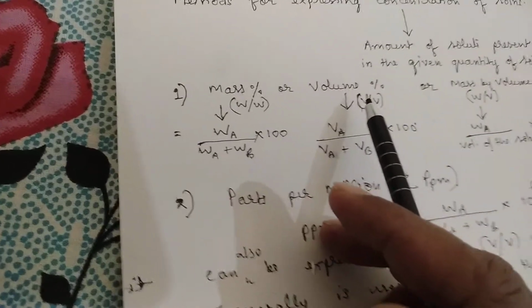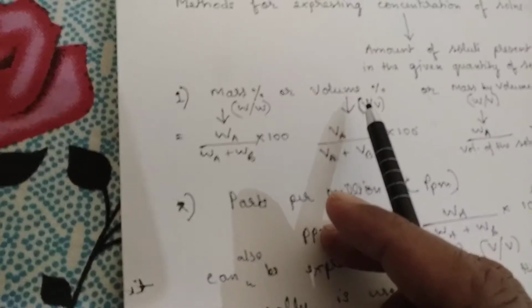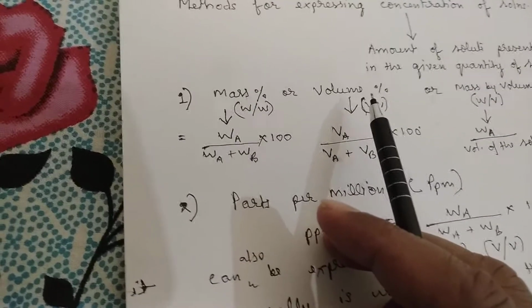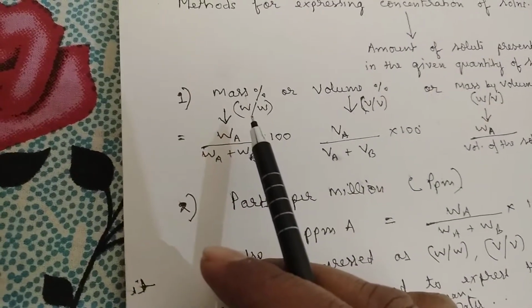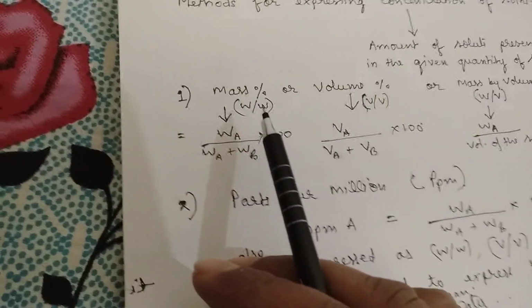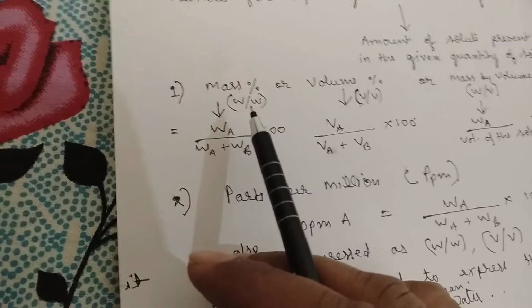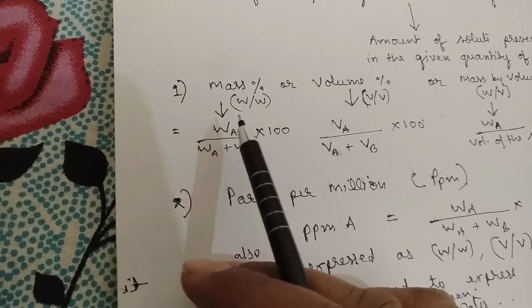This volume percent is used when the solute and solvent both are in liquid state, and the mass percent is used when both the solute and the solvent are in solid state.